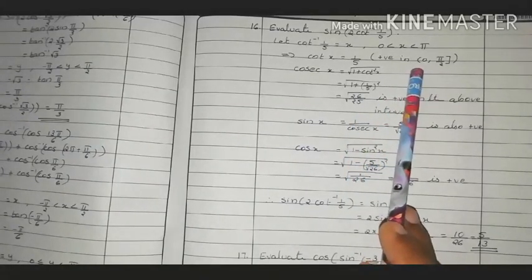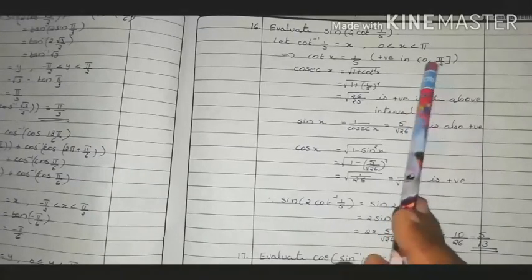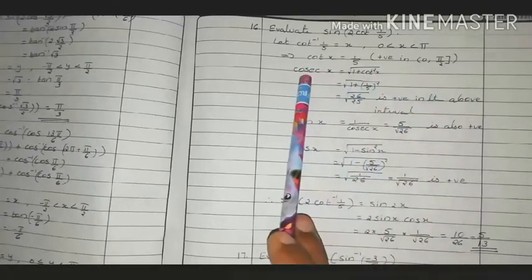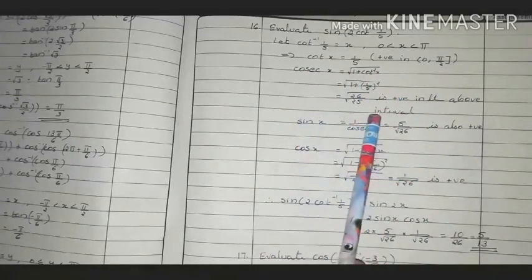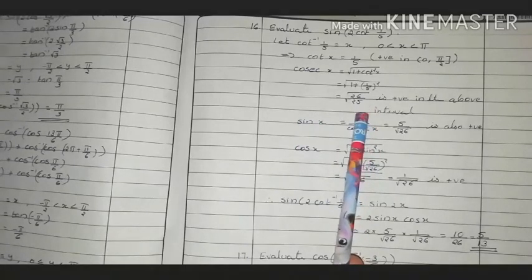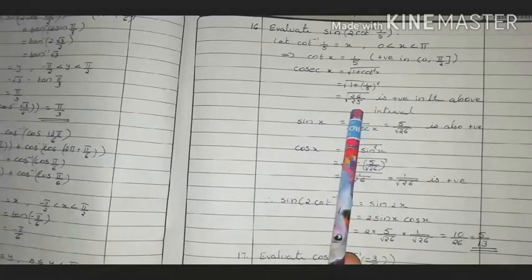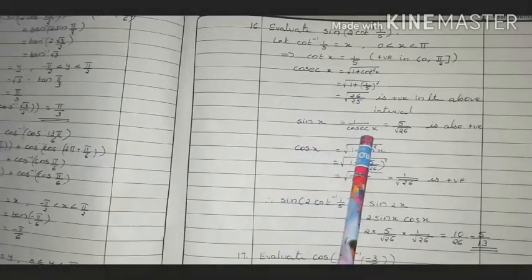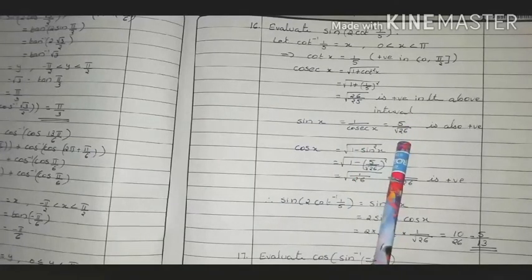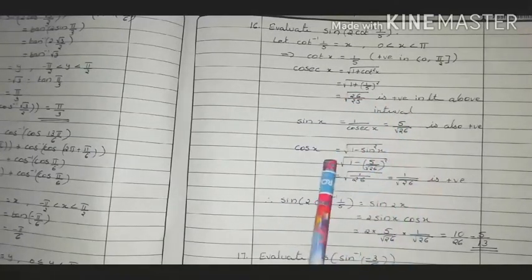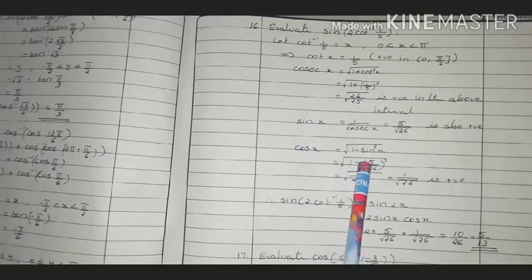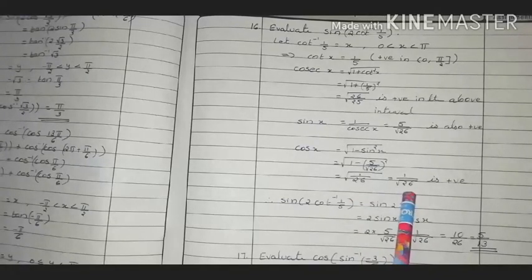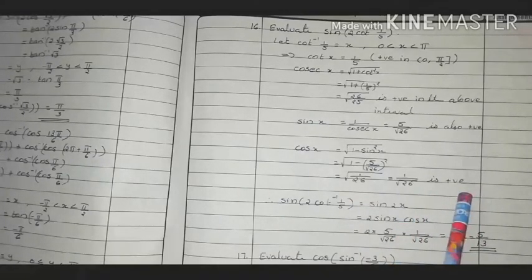Here we are considering this interval, where all the trigonometric functions are positive. So cosec x is equal to root 26 divided by 5. Then sin x is equal to 1 by cosec x, that is 5 divided by square root of 26, the reciprocal of this one. Then cos x is equal to square root of 1 minus sin square x, then you will get that is equal to 1 by square root of 26. There also we want to take the positive value.